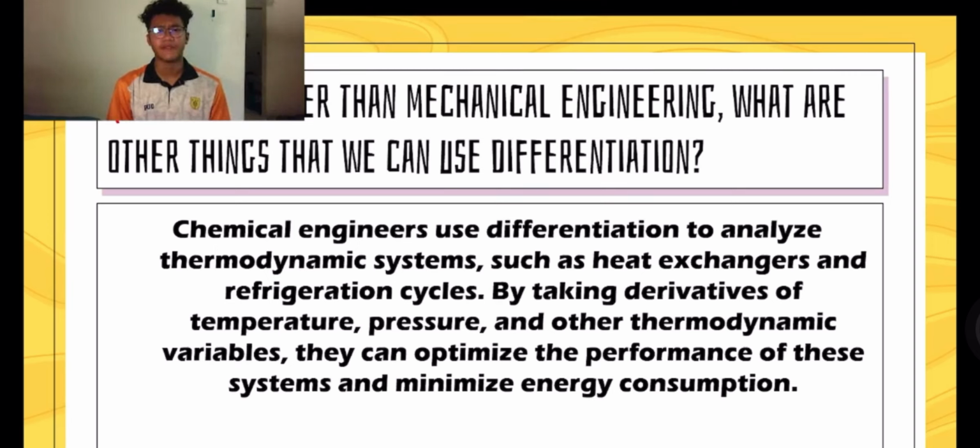Chemical engineers use differentiation to analyze thermodynamic systems such as heat exchangers and refrigeration cycles. By taking derivatives of temperature, pressure, and other thermodynamic variables, they can optimize the performance of these systems and minimize energy consumption.